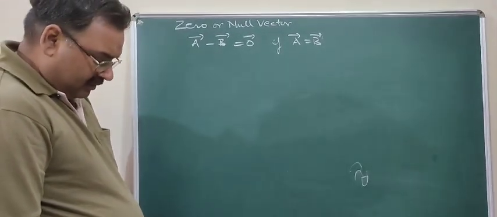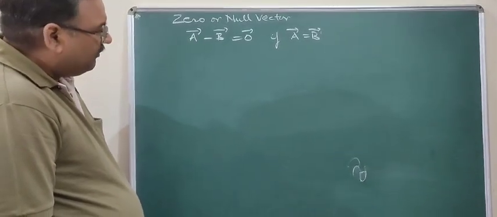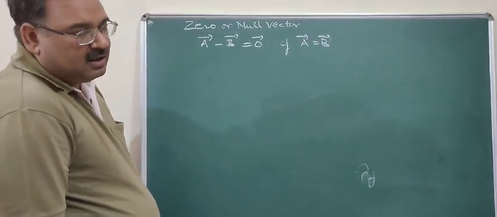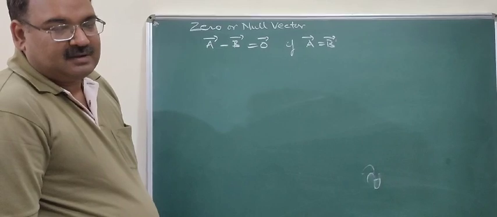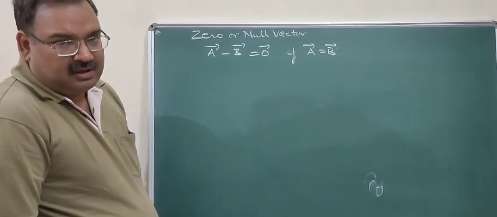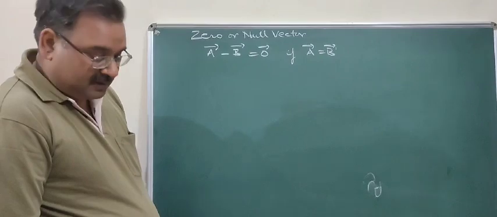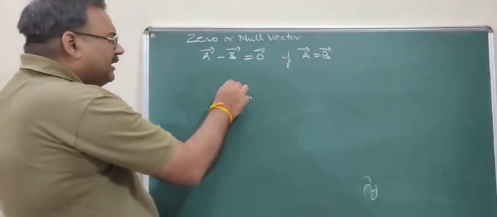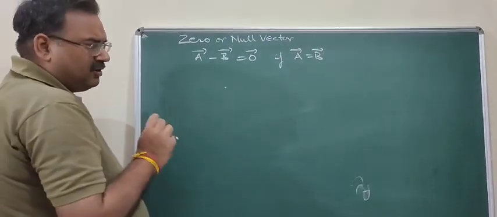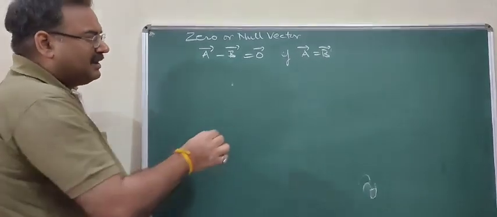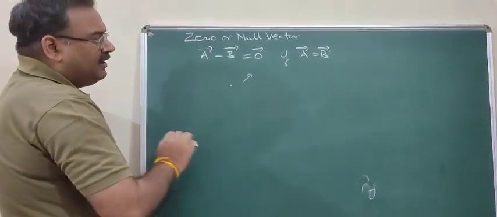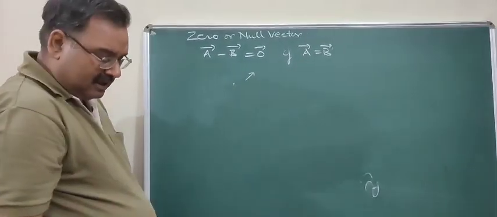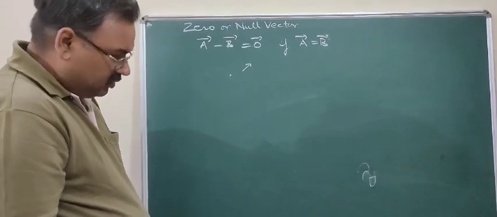What is a zero vector? A zero vector is a vector of zero magnitude. What is its magnitude? Zero. And no specified direction. Direction is not specified. So any vector that has zero magnitude and unspecified direction is known as zero vector, or it is simply a point. Why? Because we know that the magnitude of the vector is represented by a line. But zero vector has zero magnitude, so its initial and final point are both the same, so it is a dot, and it has no particular direction, so it is a zero vector.